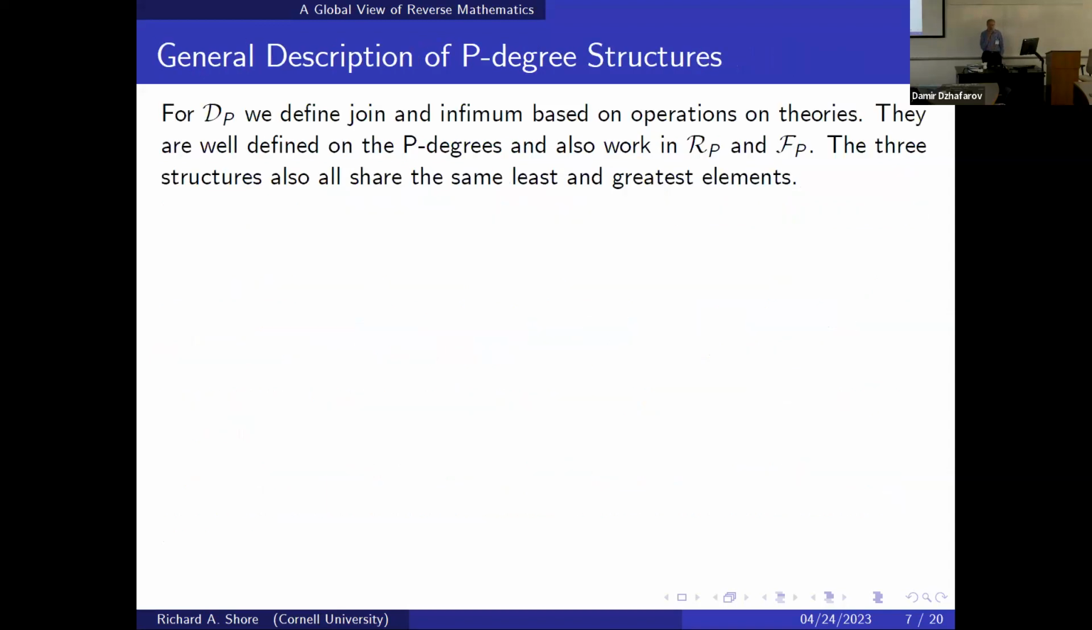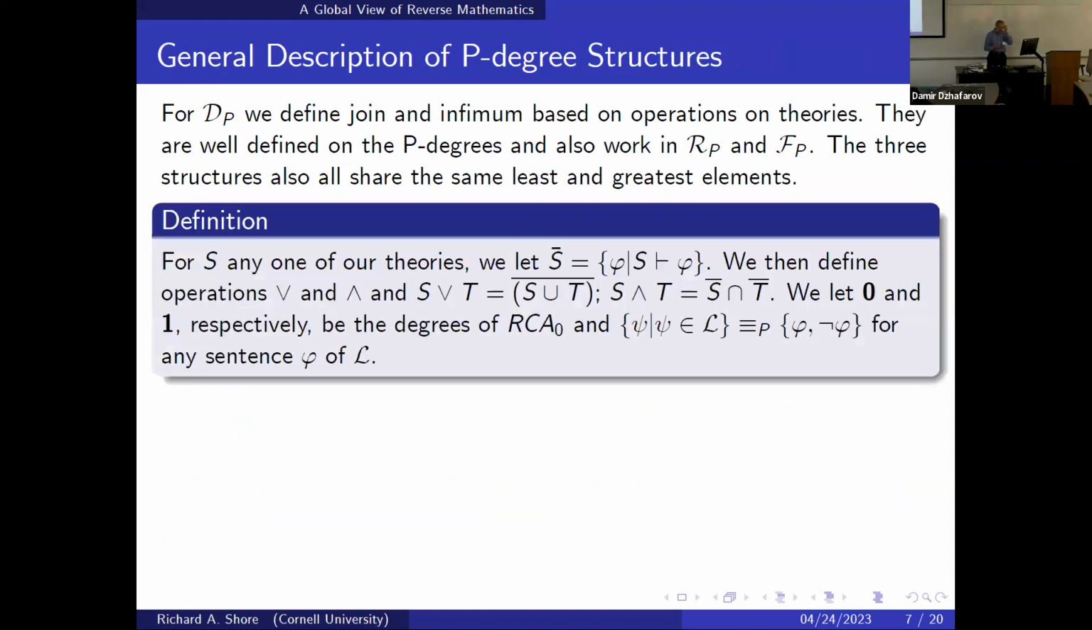So, how do we start with DP? Well, we first check, is it an upper semi-lattice, is it a lattice? And it's easy enough to define the operations on theories and then check that they're well defined. So you have a theory. Look at its closure under deduction, and that I call S bar. Now define infs and sups. Well, you define operations and then show that they're infs and sups.